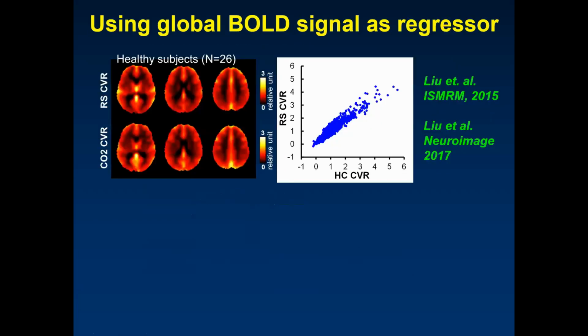We have tried this method of using the global BOLD signal time course as a regressor in a group of healthy subjects, and shown here are the averaged relative CVR maps from resting state scan and CO2 scan, and these two maps showed very good consistency, as also suggested by the scatter plot shown on the right.